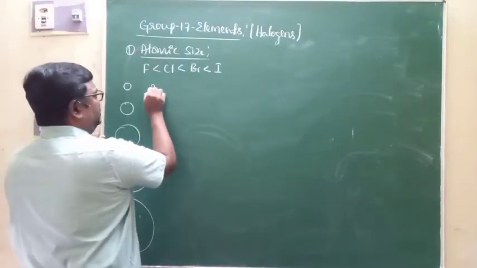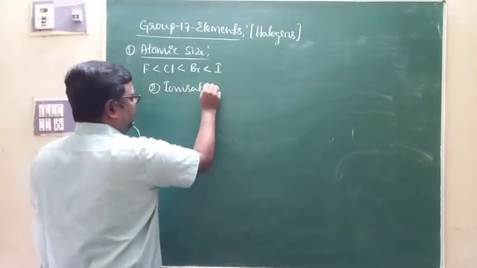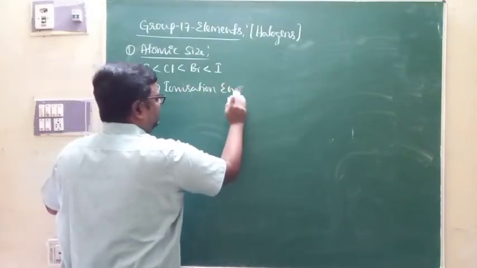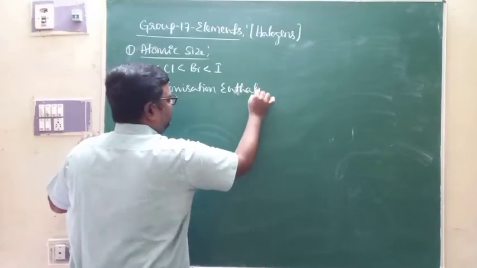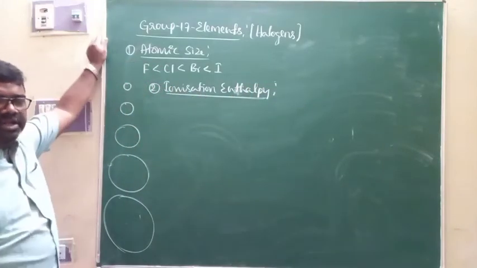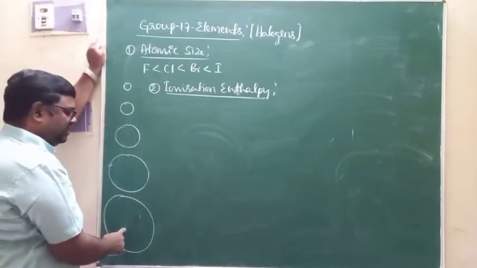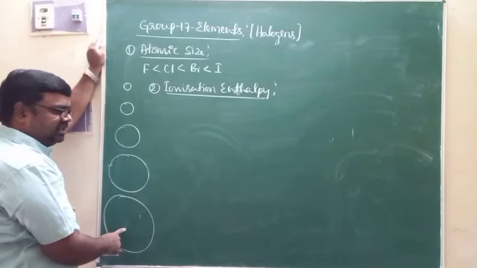And of course, if I say ionization enthalpy, that is the amount of energy required to remove one electron from the outermost shell of a neutral gaseous isolated atom, then on moving down the group, atomic size increases.